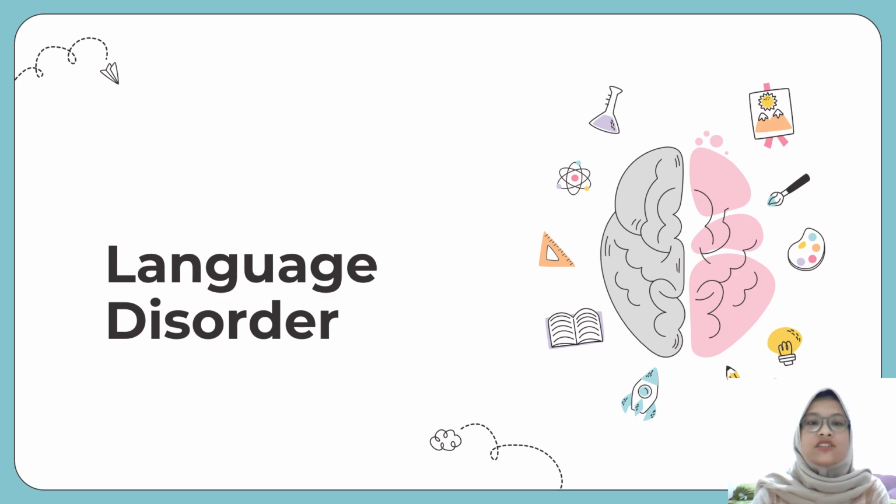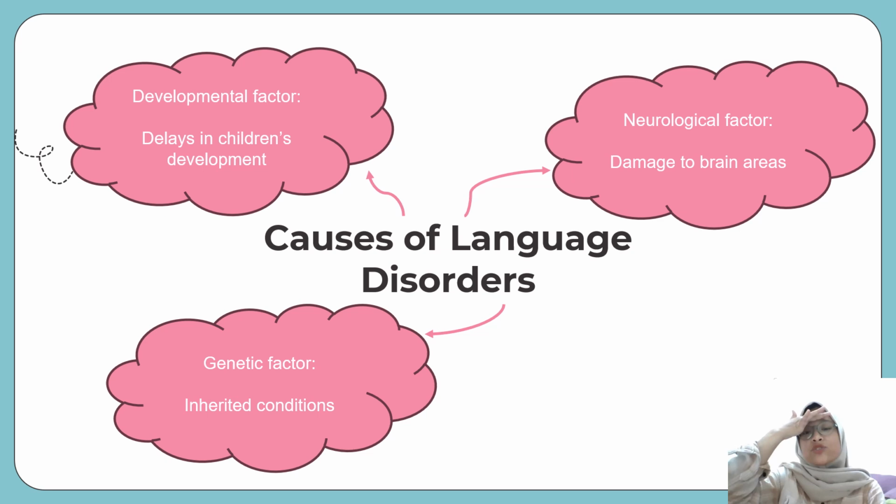Actually, there are several factors why language disorder could happen, such as neurological factor, damage to certain parts of the brain, developmental factor, delays in children's development, and genetic factors, or inherited condition that runs down in the family.